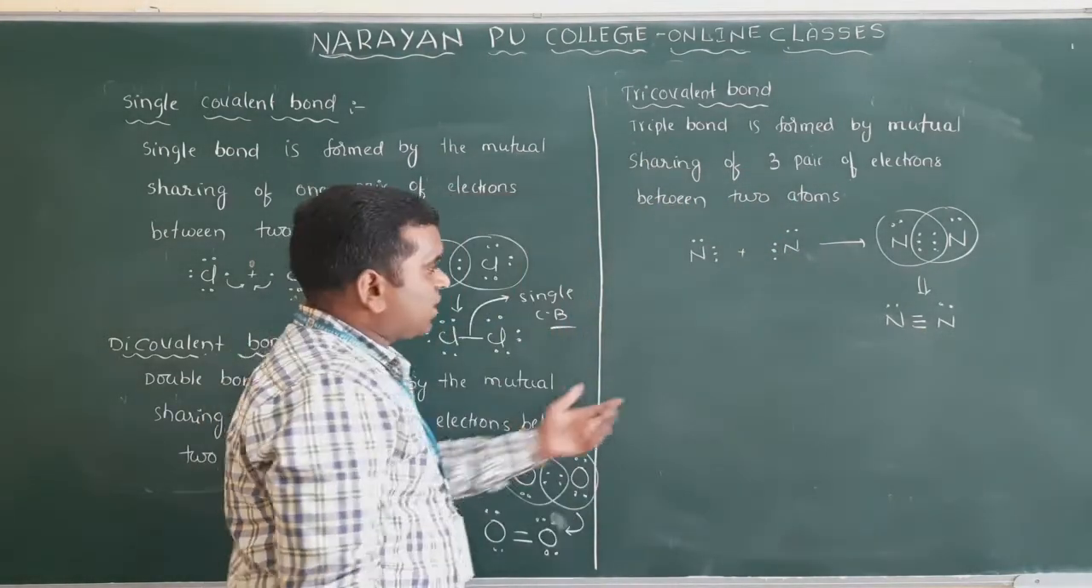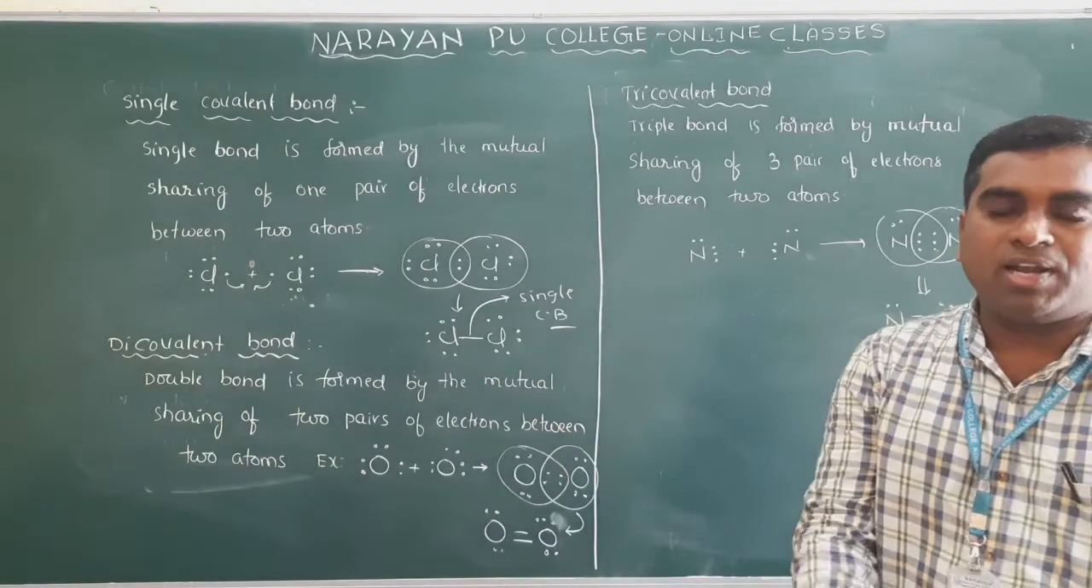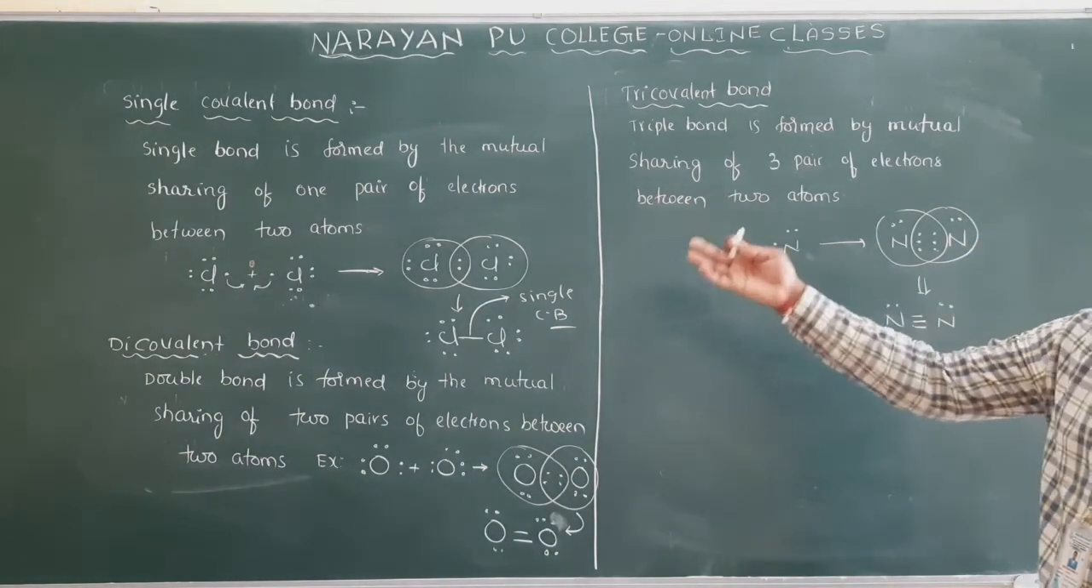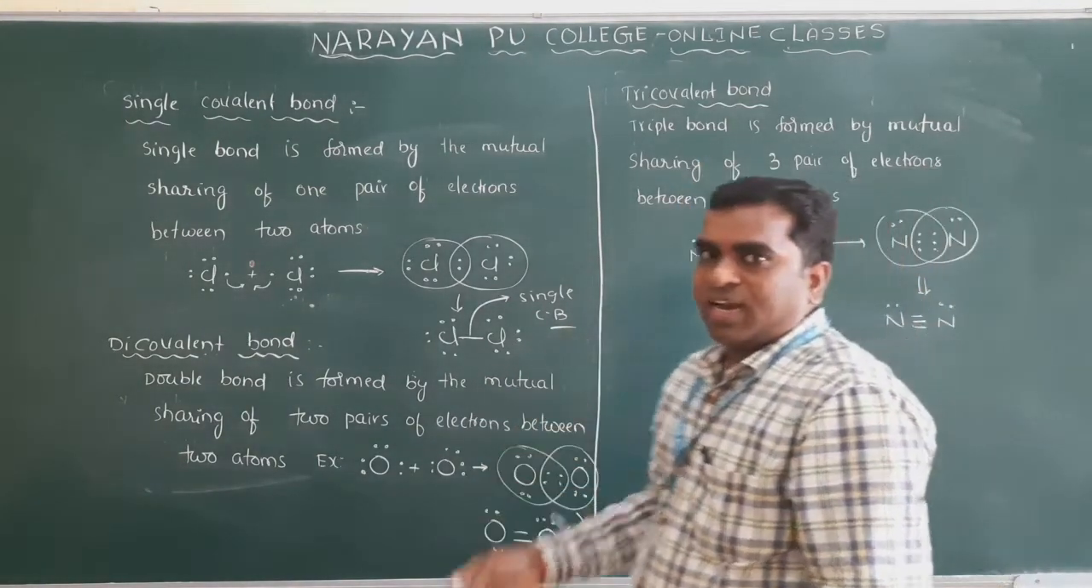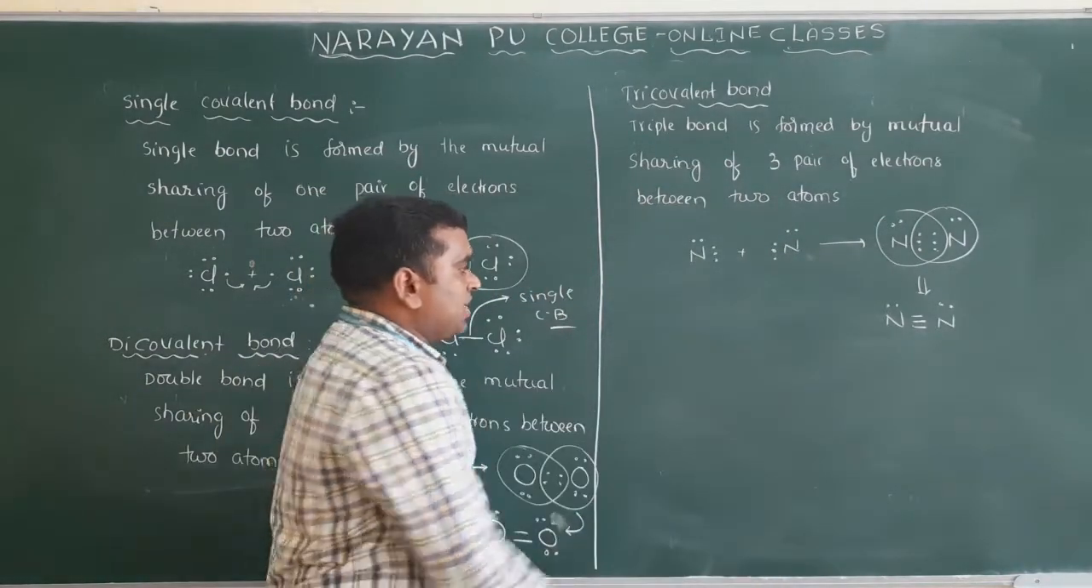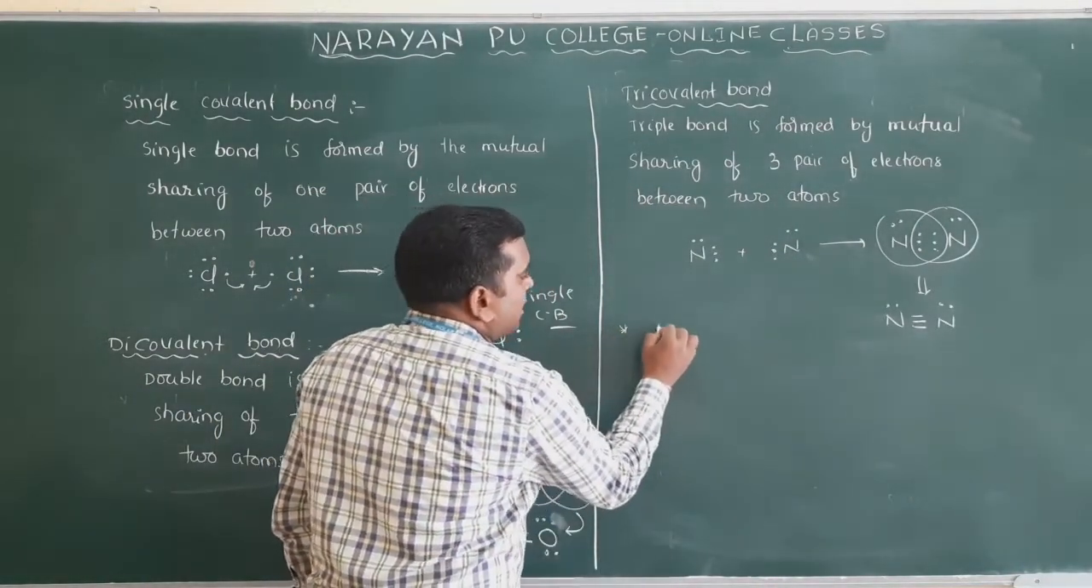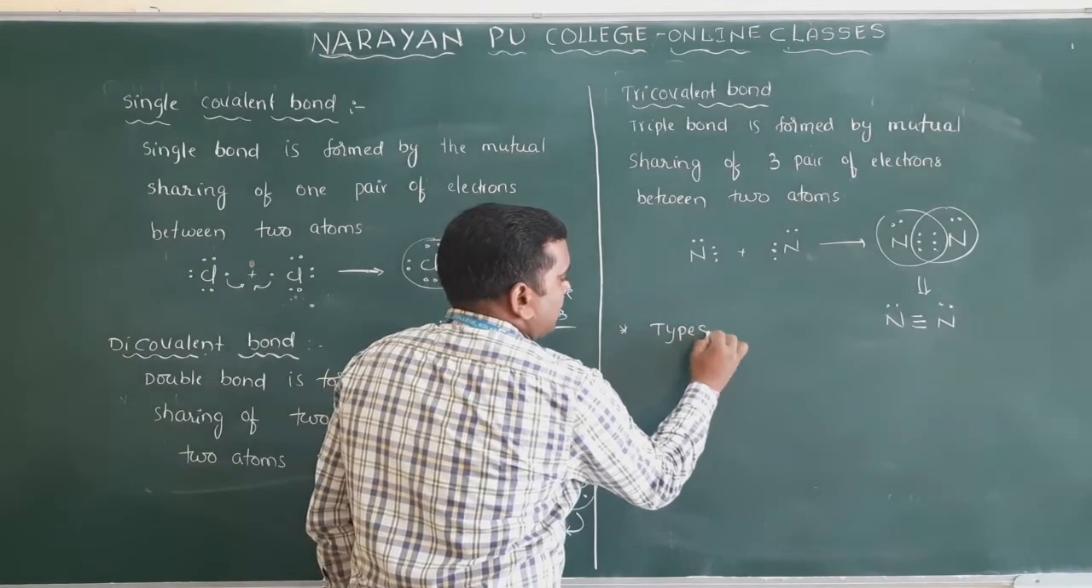So these double bonds and triple bonds can also be called multiple bonds. So this is about single bond, double covalent bond and triple covalent bond. Now, the next topic we will discuss is types of covalent bonds.